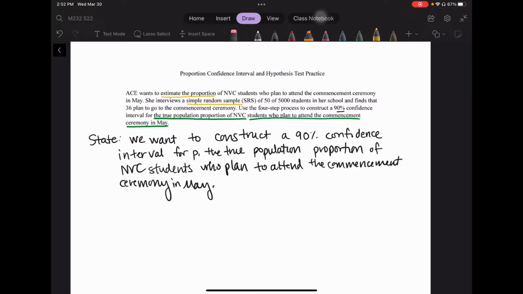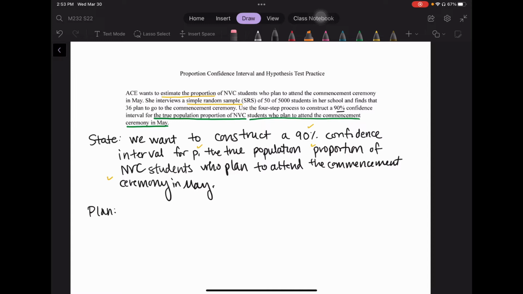Okay, let's double check that I have everything. I have my confidence interval level. I have my population parameter, it's p, and I have the parameter in context. So that is the population proportion, and then here is my context. Now I can move on to the plan.